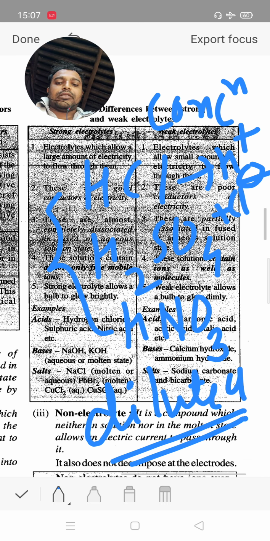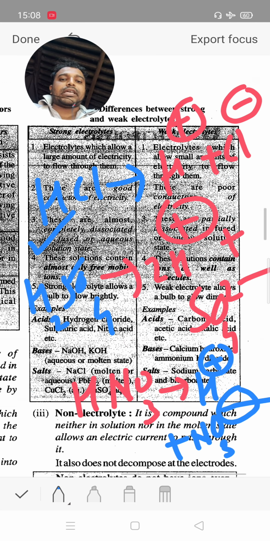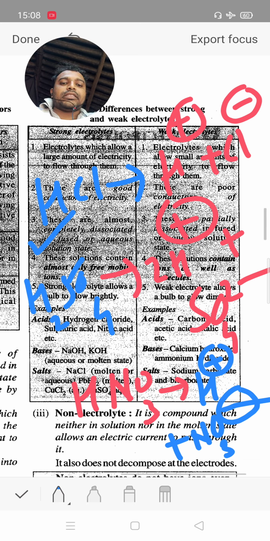Now, for example, students, HCl gives H plus ion and Cl minus ion. H2SO4 gives 2 H plus ions and SO4 2 minus ion. And nitric acid HNO3 gives H plus ion and NO3 minus ion. These are examples of strong electrolytes. All are acids.